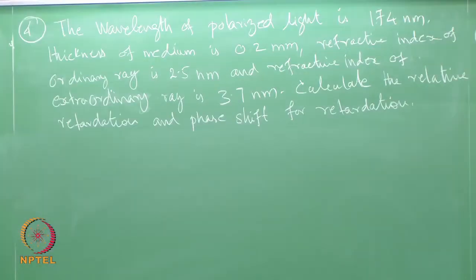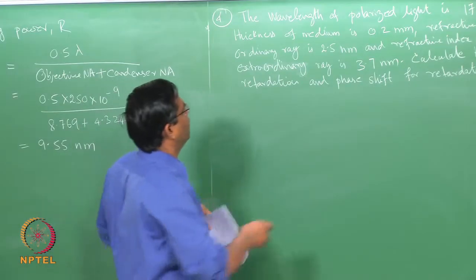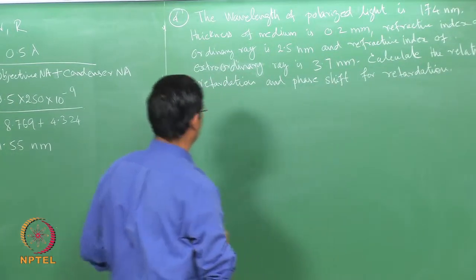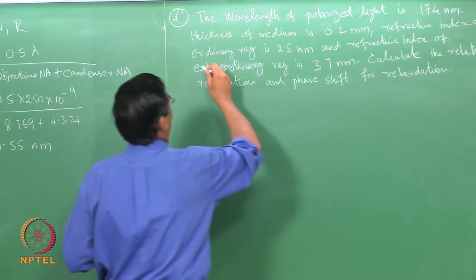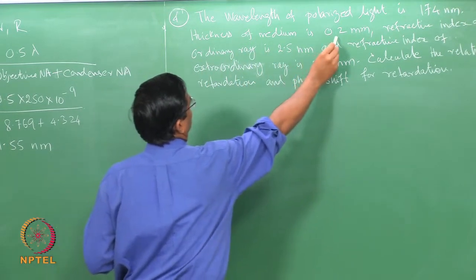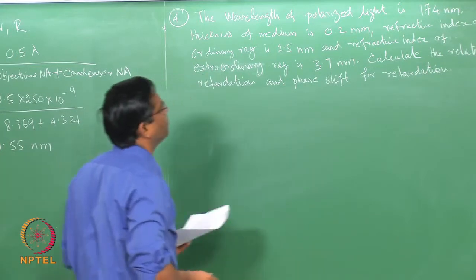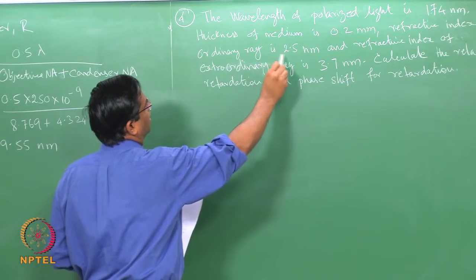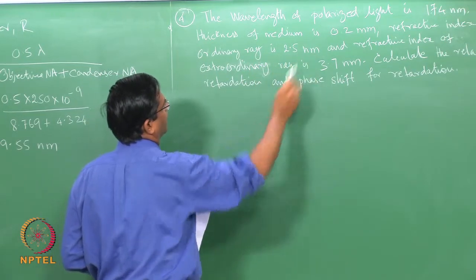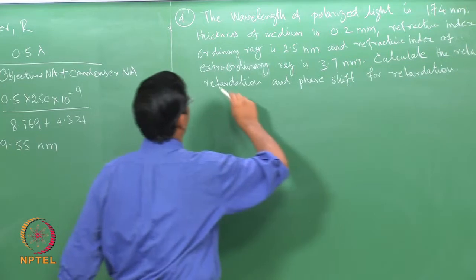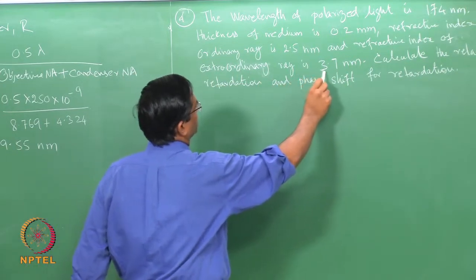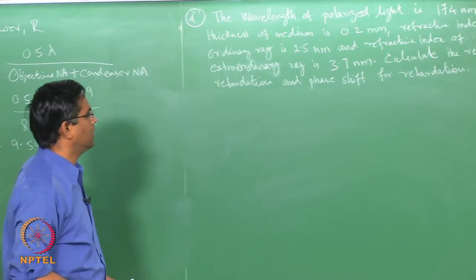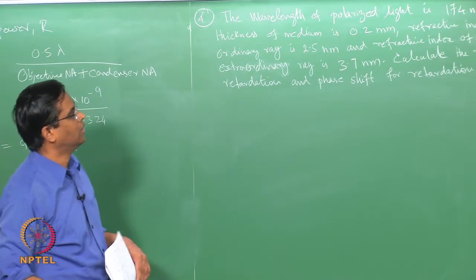So the problem here is: the wavelength of polarized light is about 174 nanometers. Thickness of the medium is 0.2 mm. Refractive index of the ordinary ray is 2.5 and refractive index of the extraordinary ray is 3.7. Calculate the relative retardation and phase shift for retardation.